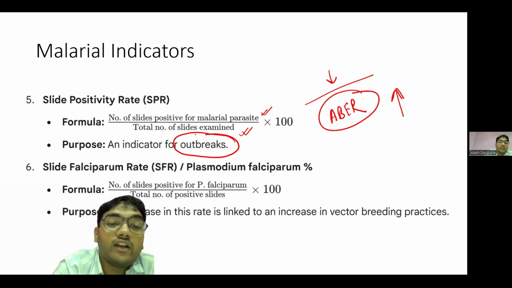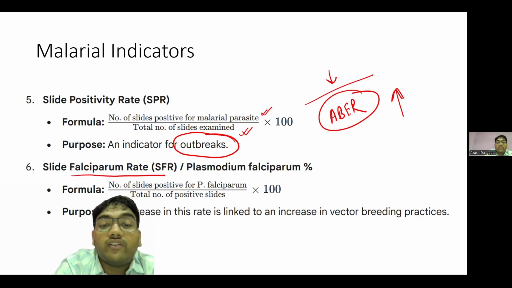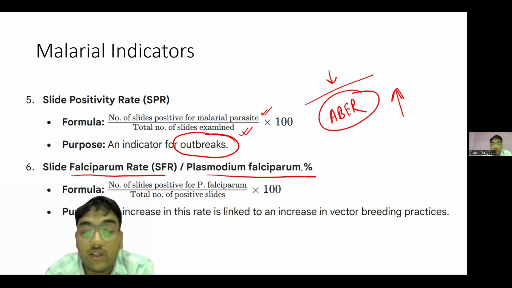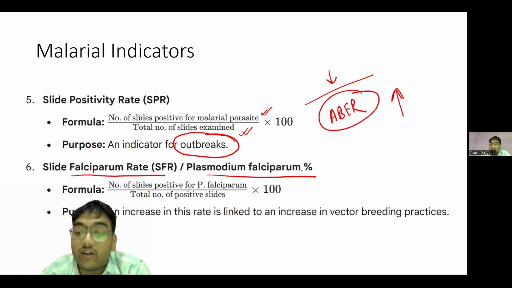Just like API and AFI, with slide positivity rate, you also have a slide falciparum rate or a plasmodium falciparum percentage. Okay, so this will again tell you the pattern of the disease that is evolving, which disease is transmitting more, which disease is transmitting less.